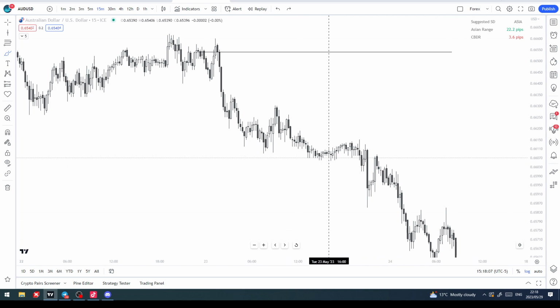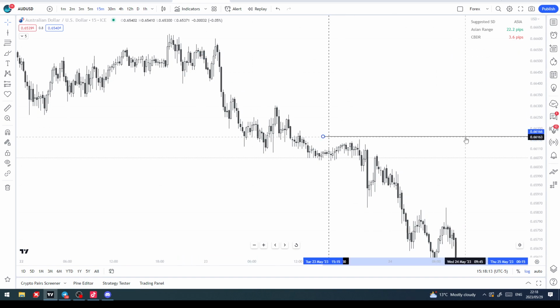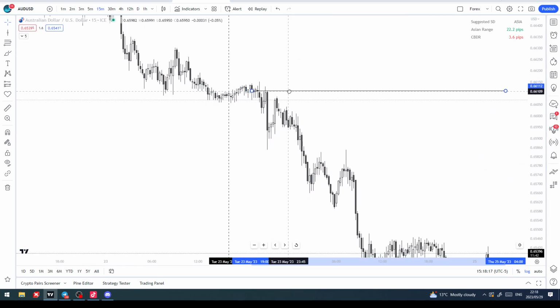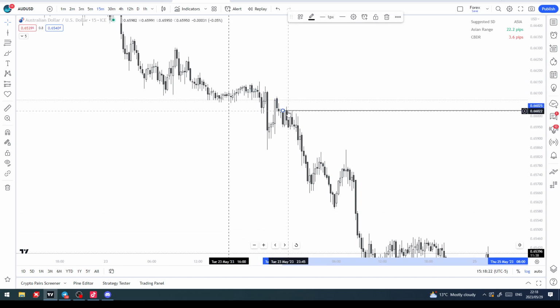Wednesday took us to bearish again. 93% bearish confidence on Wednesday. So if we go on really quickly, hop on over, look for midnight New York is here, if I'm not mistaken.